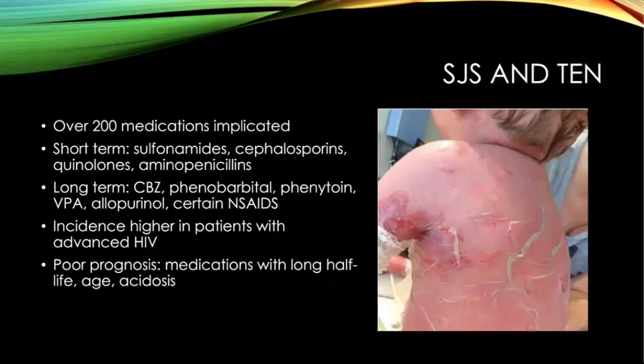The incidence of TEN is actually higher in patients with advanced HIV. It's been well documented. And then factors that are associated with the poorest prognosis are, not surprisingly, medications with the longest half-life, age, and worsening acidosis, because typically sick people are sicker.